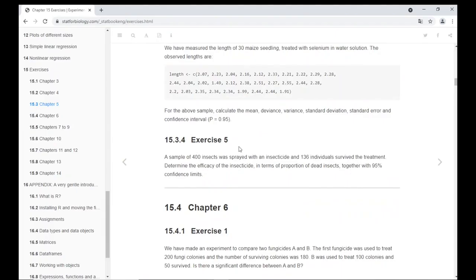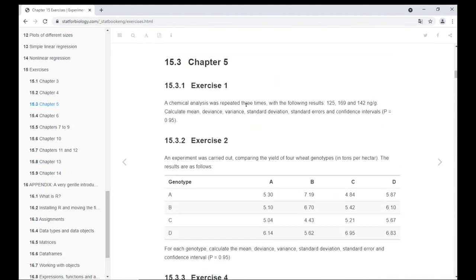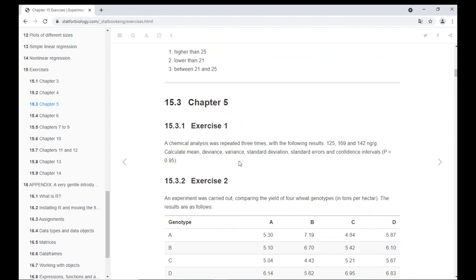So let's do these exercises. Let's start from the first one. That is very simple. The chemical analysis was repeated 3 times with the following results. Calculate the mean, deviance, variance, standard deviation, standard error, which is supposed to be singular, and confidence interval. Okay.